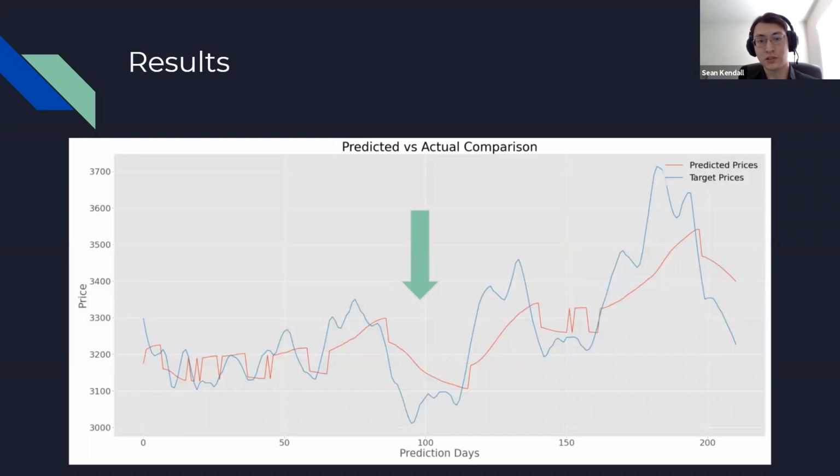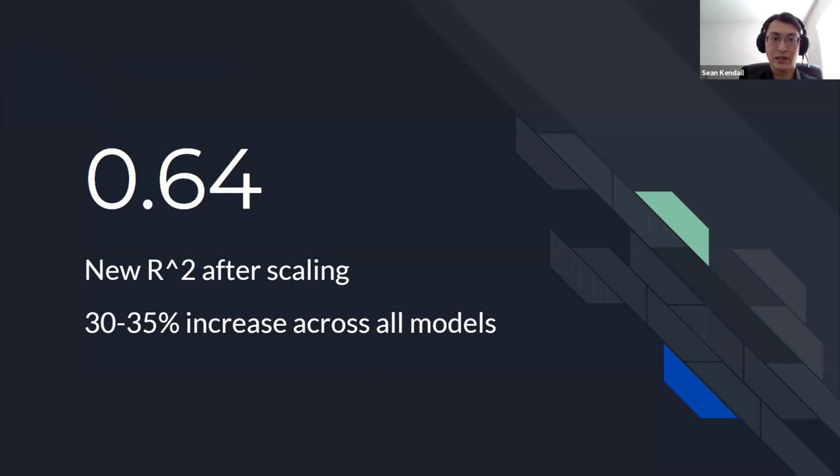And here are the results after that scalar is applied. And you can see that the predicted prices are a lot more jagged, but the jagged rises and falls follow the actual rises and falls fairly well. So it ends up with a better prediction. And the new R-squared after scaling is 0.64, which is quite a big difference. And I got a 30 to 35% increase across all the models I tested.